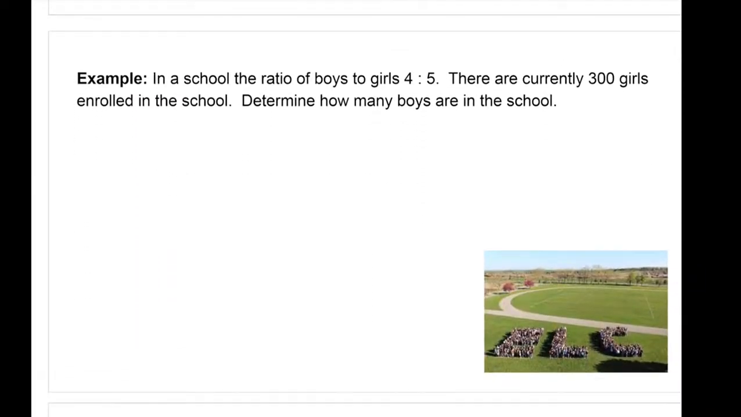In a school, the ratio of boys to girls is 4 to 5. There are currently 300 girls enrolled in the school. Determine how many boys are in the school. So this is kind of using ratios, and we're going to use equivalent ratios to help us figure out. So they're similar to equivalent fractions. So we have 4 to 5 in terms of boys to girls. That's what the ratio is. If there's currently 300 girls, I need to figure out how many boys there are.